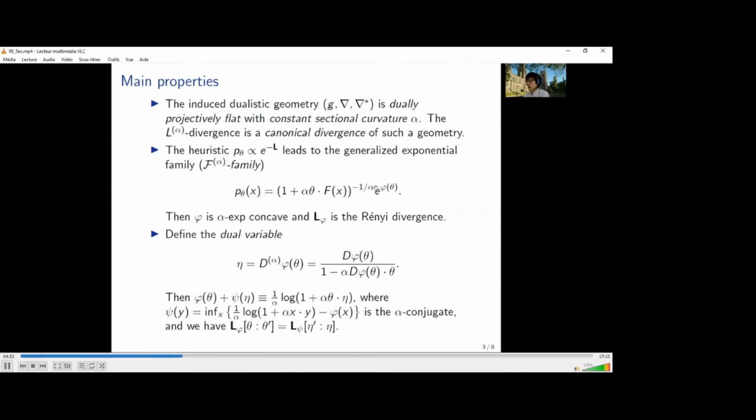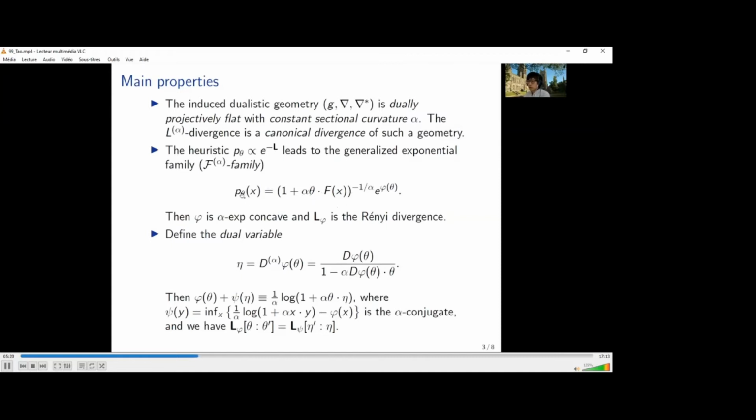If you let alpha tend to 0, then we recover the exponential family, and this normalization function here can be shown to be alpha exponentially concave, and its L alpha divergence can be shown to be the Rényi divergence. So our geometry here is very natural, and it's compatible with this generalized exponential family, which is closely related to the q exponential family.